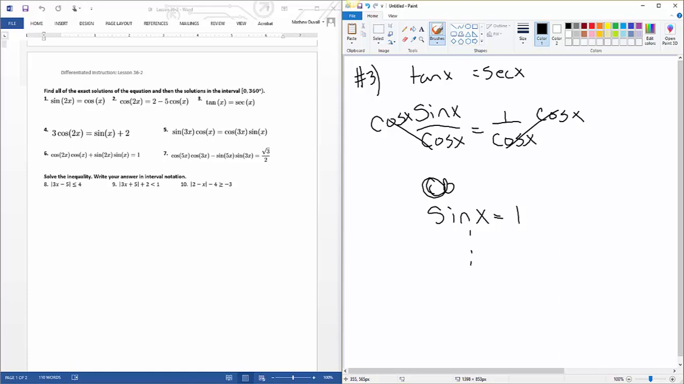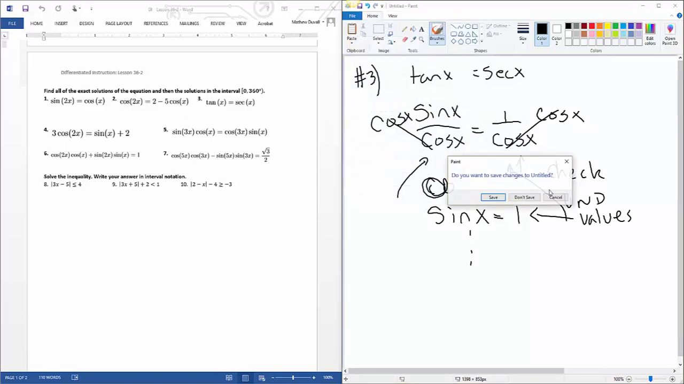Now the only thing that we have to be careful about, because we do have a cosine in the denominator, is that we have to check for extraneous solutions. So check undefined values. When you get your final answer, you've got to plug it back in to make sure that you're not plugging it into an undefined value. So for example, what if we got pi halves? Well, if I plug pi halves back into this problem, is it going to give me undefined? Because you may be surprised.